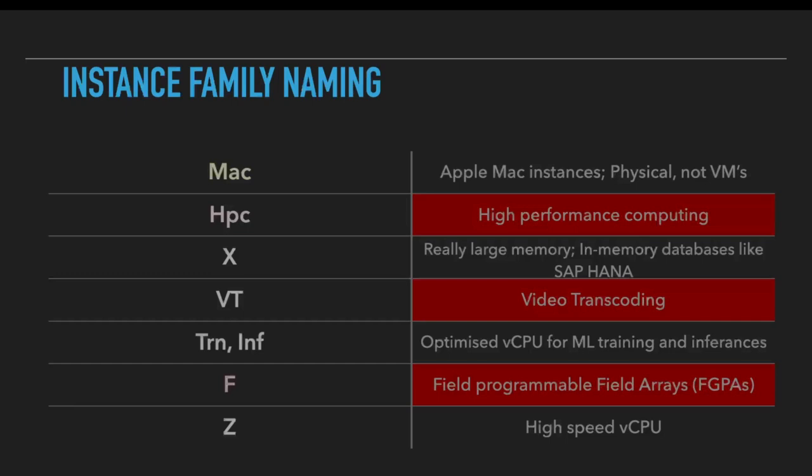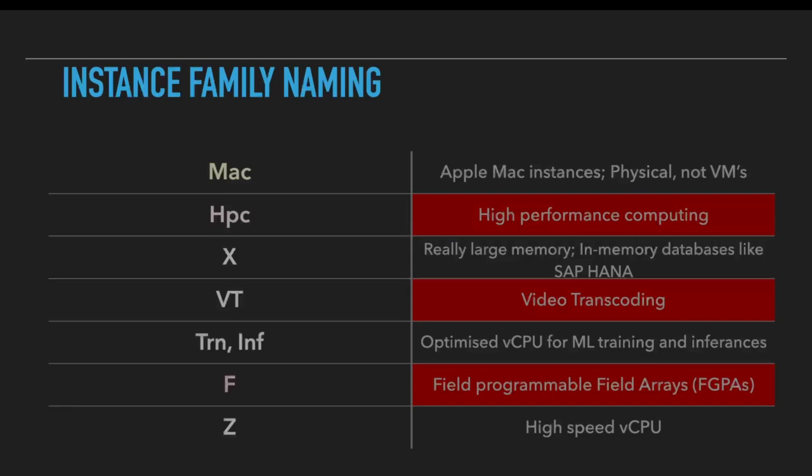We also have HPC, and this is for high performance computing. Think like scientific simulations or weather simulations. We have the X systems, and these are really large memory. I'm talking like terabytes of RAM, and these are made for in memory databases like SAP HANA.